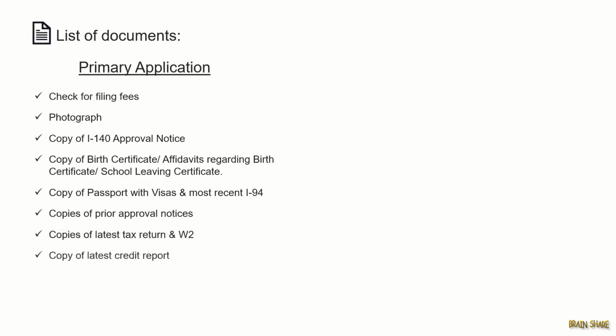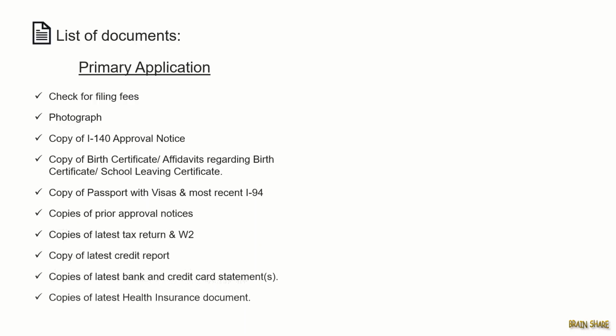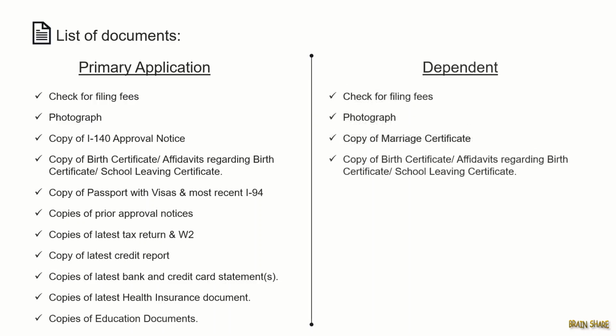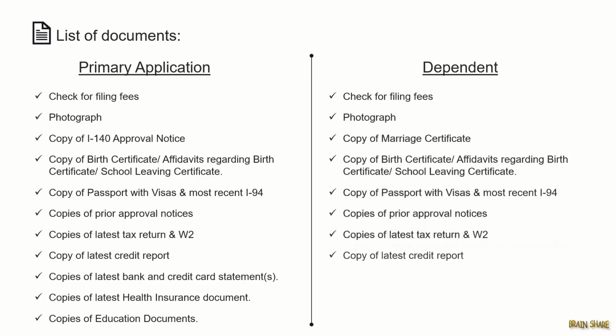Copy of passport with visas and most recent I-94, copies of prior approval notices, copies of latest tax return and W-2, copies of latest credit report, copies of latest bank and credit card statements, copies of latest health insurance document, and copies of education documents. Dependents could submit the same set of documents. A spouse needs to submit a marriage certificate. All documents should be written or transcribed in English.